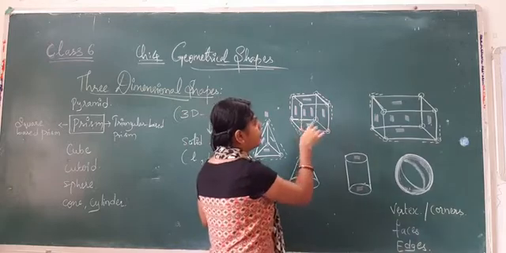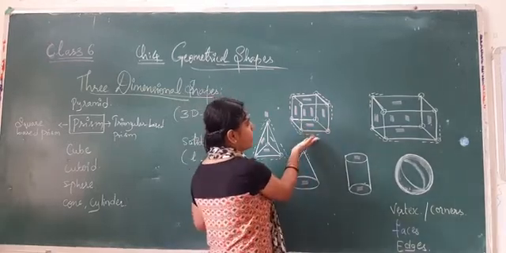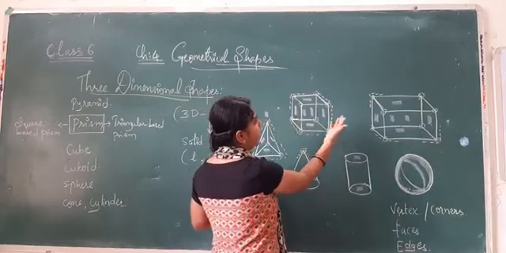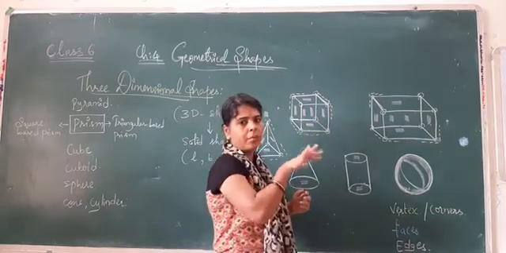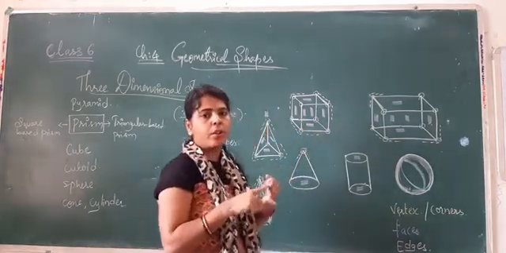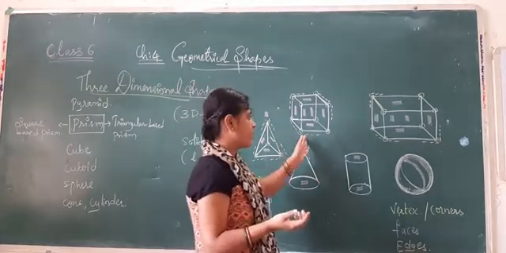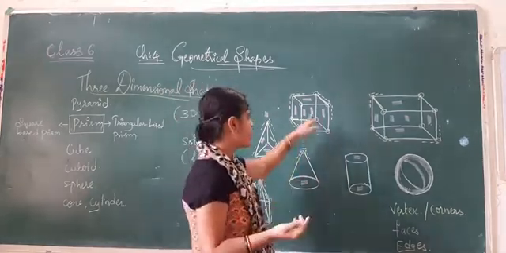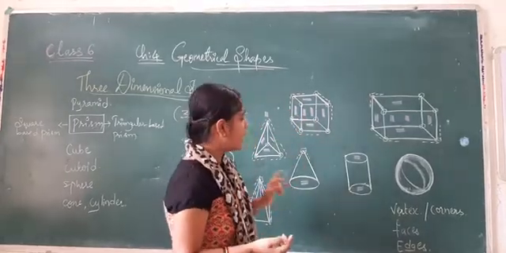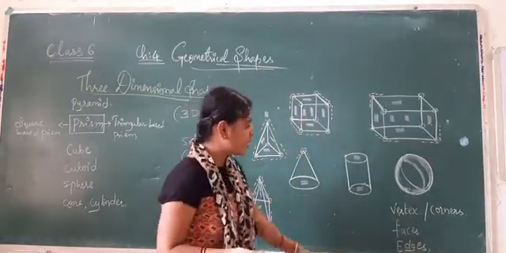Next, coming to the faces, right? You can see the purple color wherever I mark. This is the bottom and the top, and sideways, left and right, and the front and the back. How many are there? Top, bottom, front, back, left and right. You got 6 faces. That is about the faces, which is written in purple color.